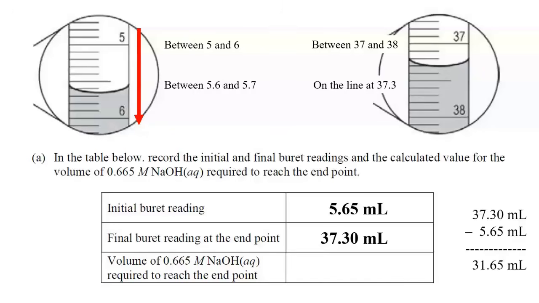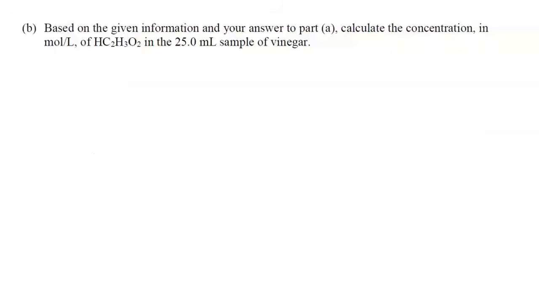So 37.30 minus 5.65 gives me a volume of 31.65 milliliters of this sodium hydroxide solution. Part B. Based on the given information and your answer to Part A, calculate the concentration in moles per liter of acetic acid in the 25.0 milliliter sample of vinegar. So what do we know from Part A?